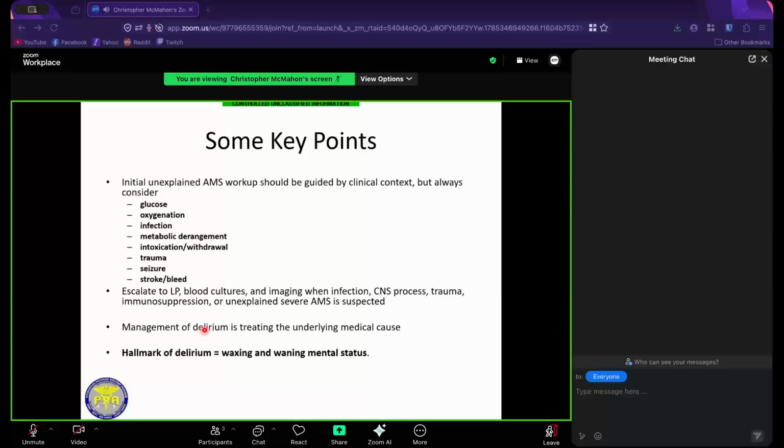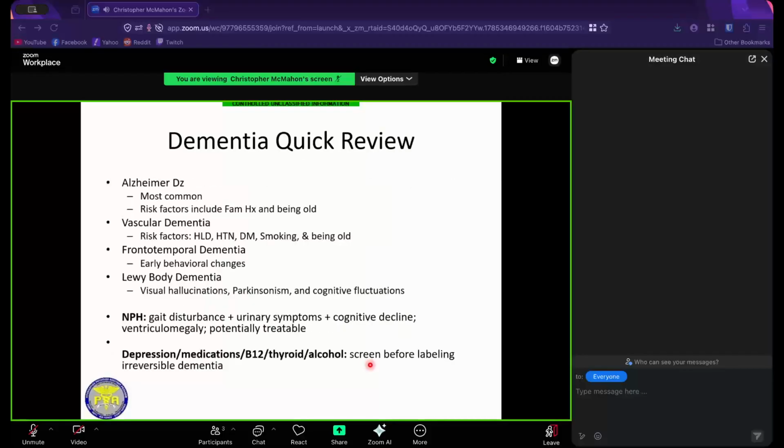All right, management of delirium is treating the underlying medical issues. And the hallmark of delirium, this is probably going to be testable, is waxing and waning mental status, when it kind of comes and goes. That's not what dementia actually presents like. Quick review. We covered Alzheimer's disease. We covered vascular dementia. We covered frontotemporal. That's going to be Phineas Gage with those behavioral difficulties, and the temporal, some of the language difficulties.